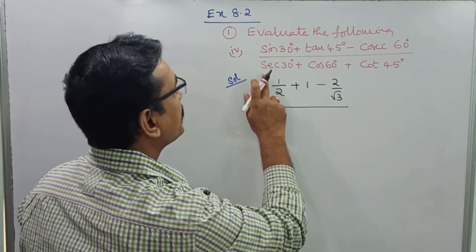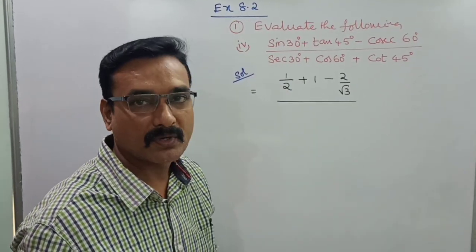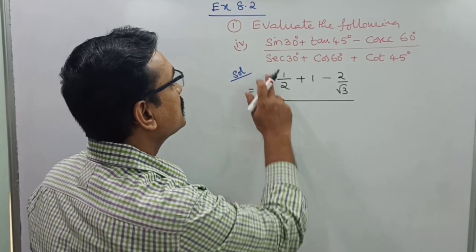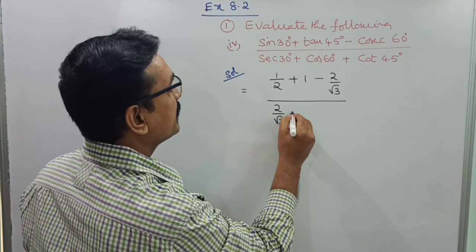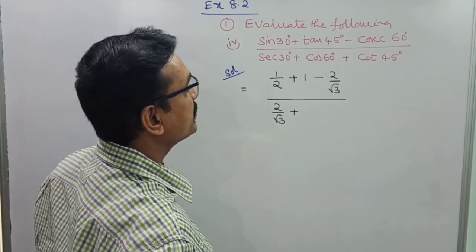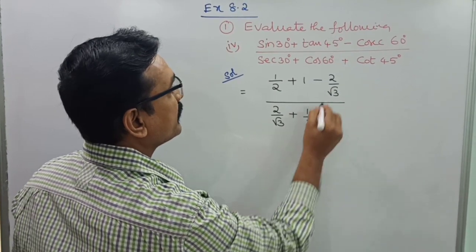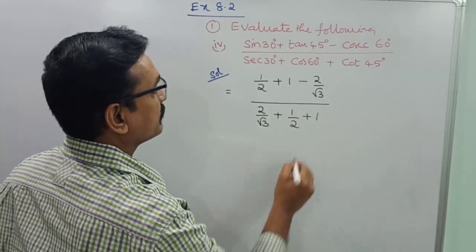In the place of denominator, sec 30. Secant is the reciprocal of cos. Cos 30 degrees is root 3 by 2. So sec 30 is 2 by root 3 plus cos 60 degrees. Cos 60 degrees value is 1 by 2 plus cot 45 value 1.